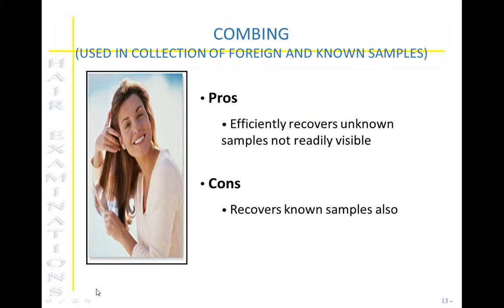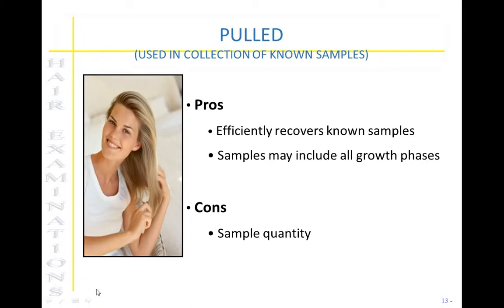Combing can be used for your known samples, but it can also be used to collect some foreign samples. One of the samples collected in the assault kits would be pubic combings, so this might be used to efficiently recover foreign hairs. And then pulling hair is specifically used for known samples. So this will allow you to obtain samples that are specifically in all of the growth phases.